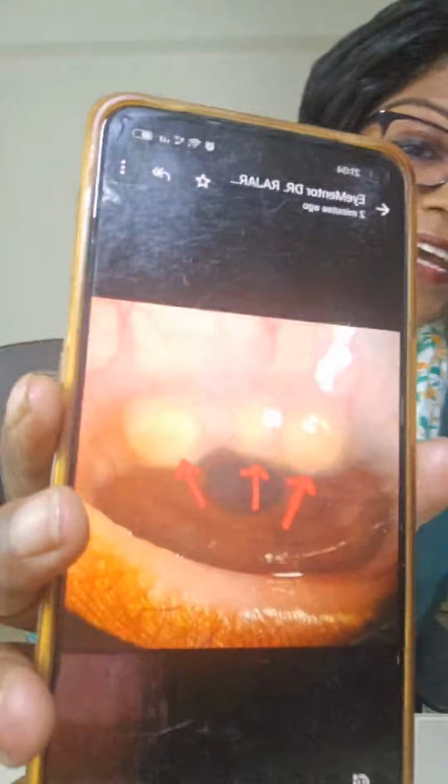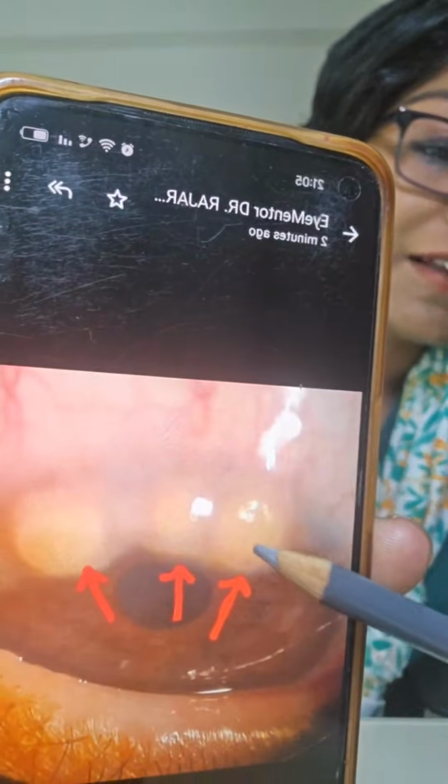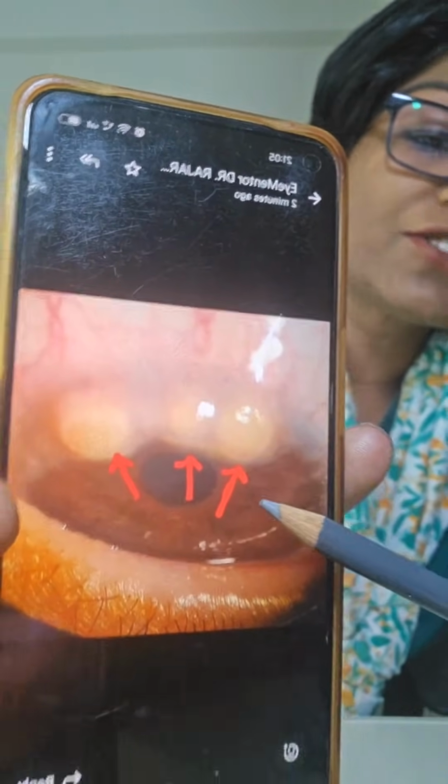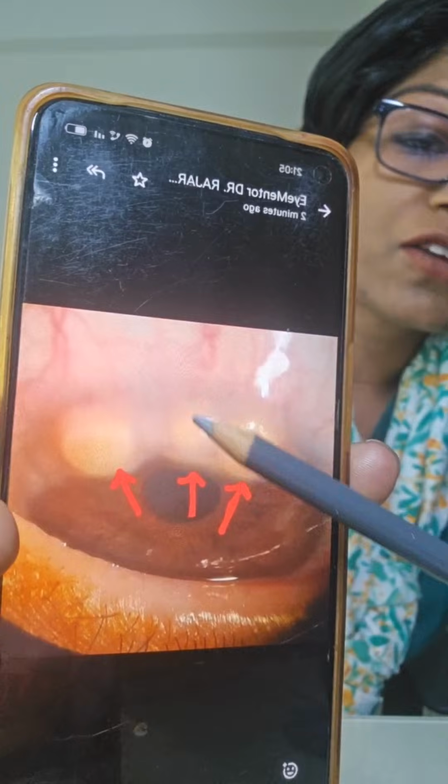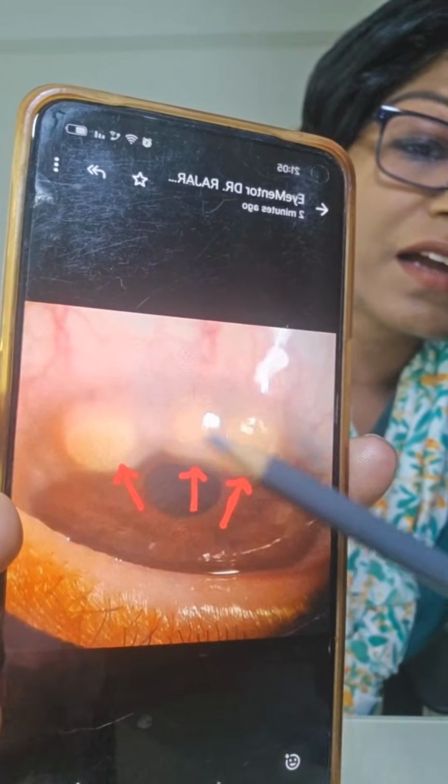Okay, so the image that I had given was this. Okay, so identify the marked clinical finding shown in the image. So on the limbus, you see these gelatinous spots.